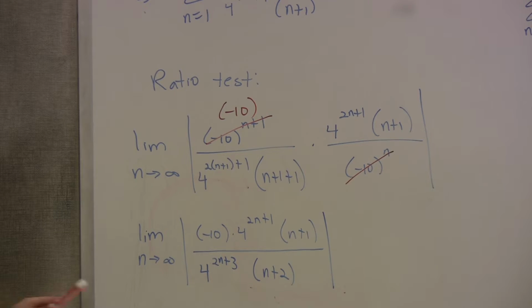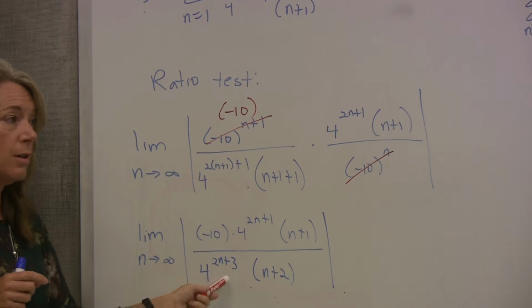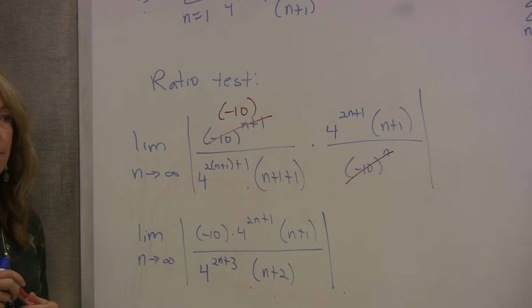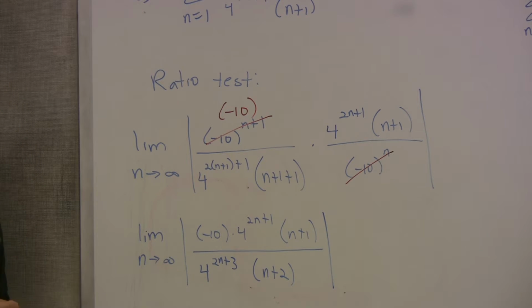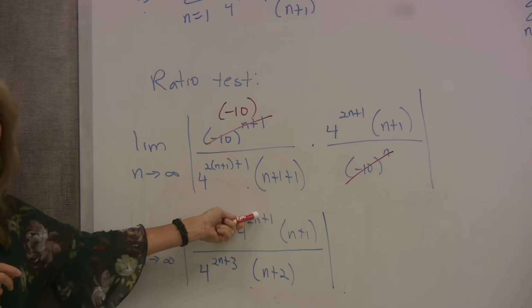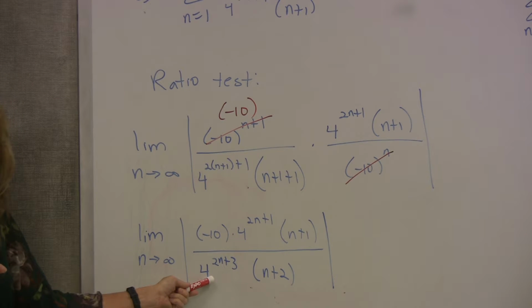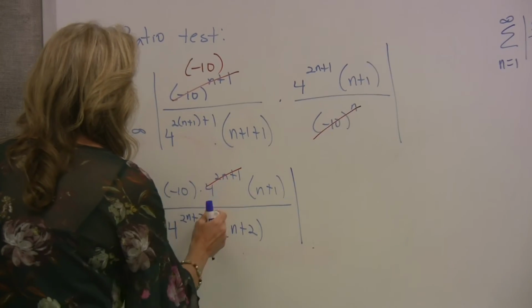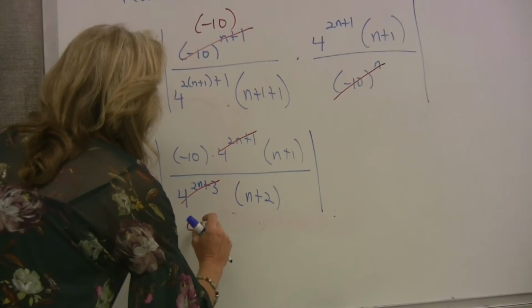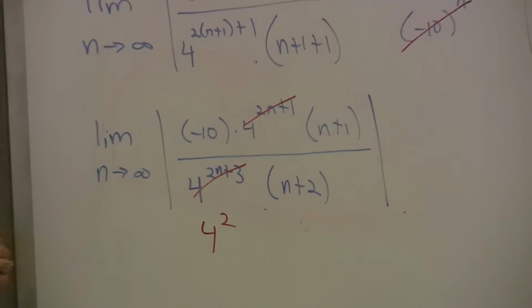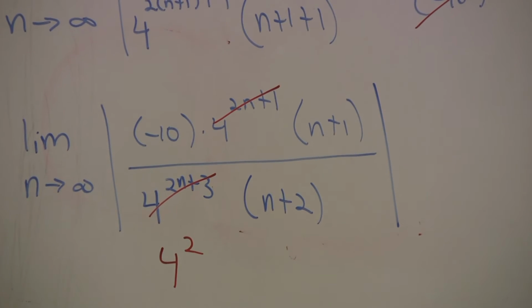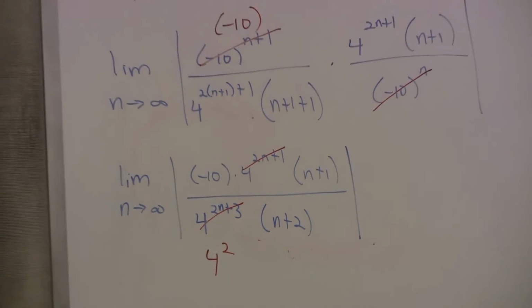So Zach was right. I'm going to reduce some 4s. How many more 4s do I have down here than up there? Only one more? 2. 2 more, right? 2n plus 3 minus that. There's 2 more 4s down here. 4 squared left over. Subtracting the exponents, I'm left with a 4 squared. 2n plus 3 minus 2n plus 1 leaves you with 2.